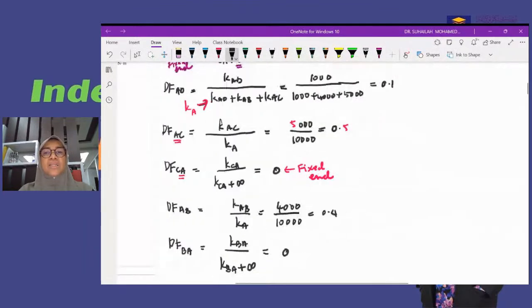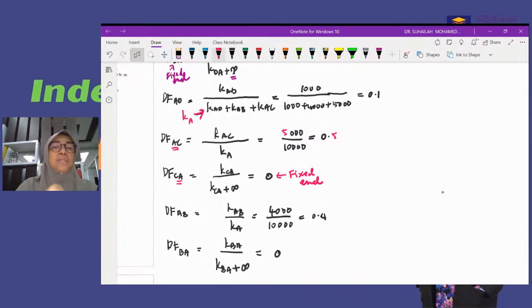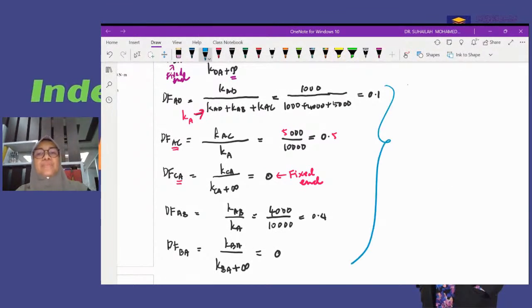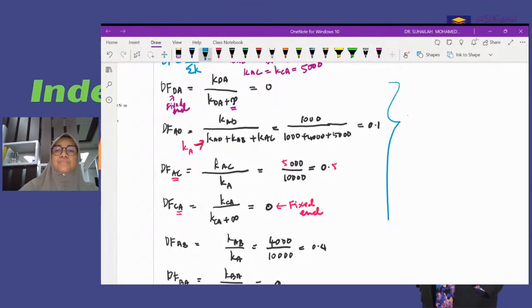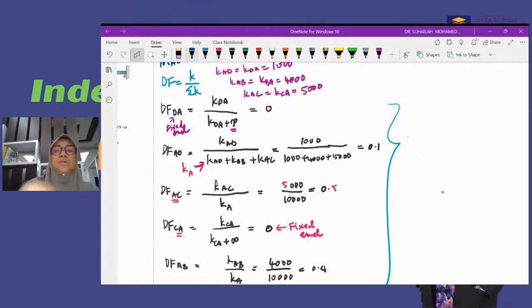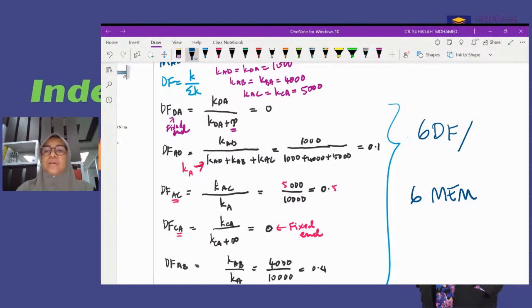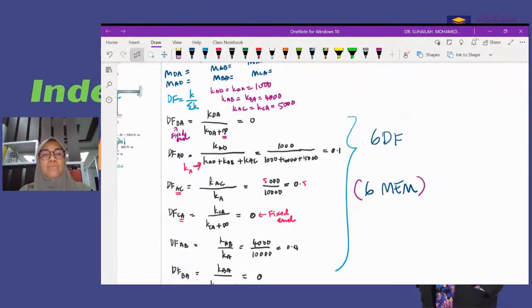So in total, there are 6 distribution factors, because we have 6 member ends. 6 distribution factors because we have 6 member and moment.